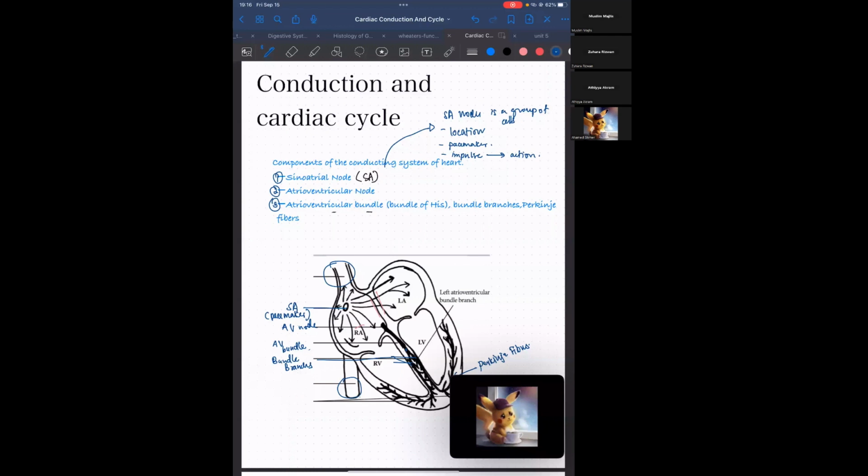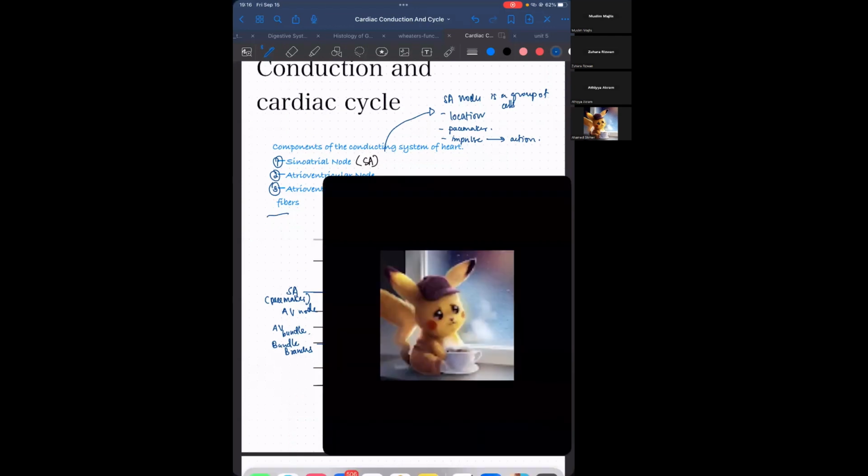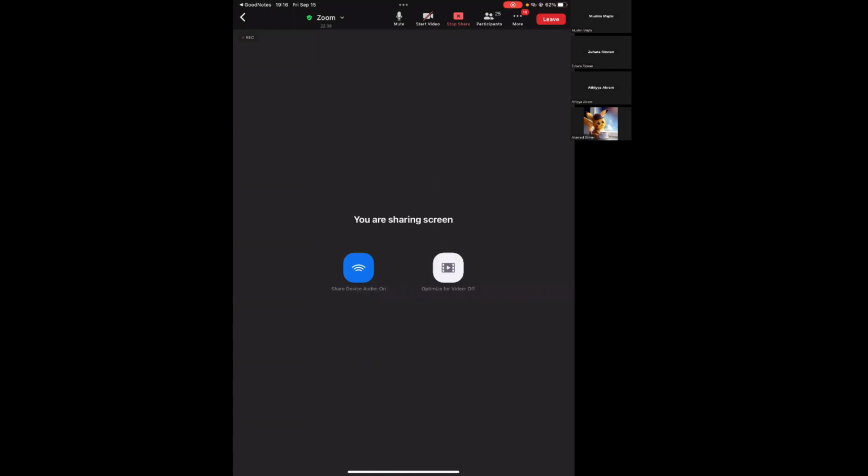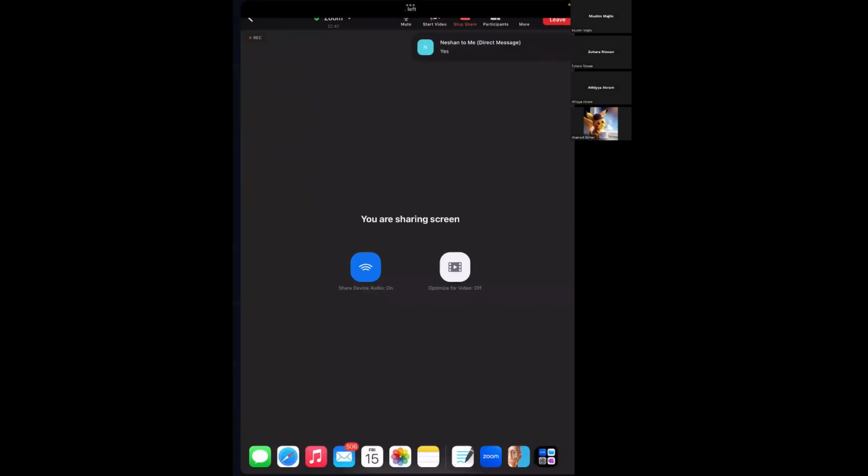Am I Am I audible now? And you all can see my screen, yeah? All right. So starting with SA node, AV bundle branches, let me explain. Okay, let me explain one by one.